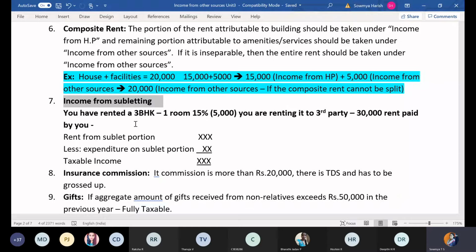And here the insurance commission you receive is an income. And where can we show this income? We cannot show it as salary income, right?